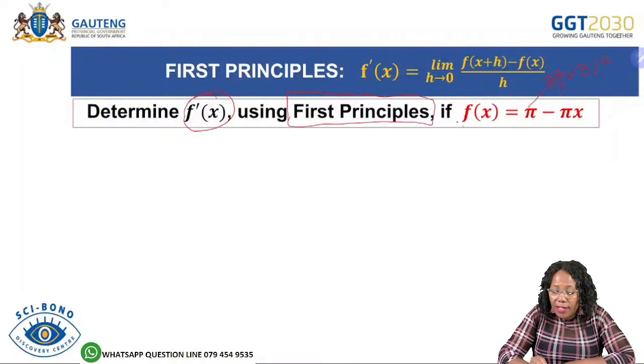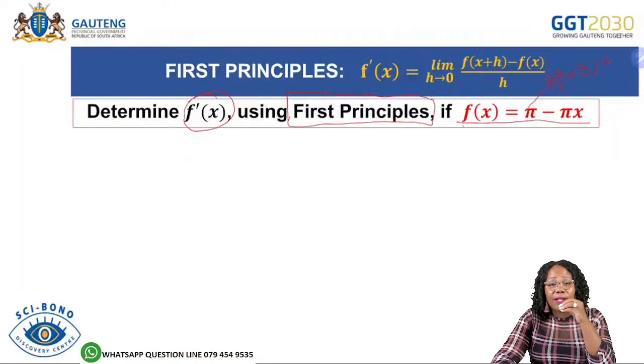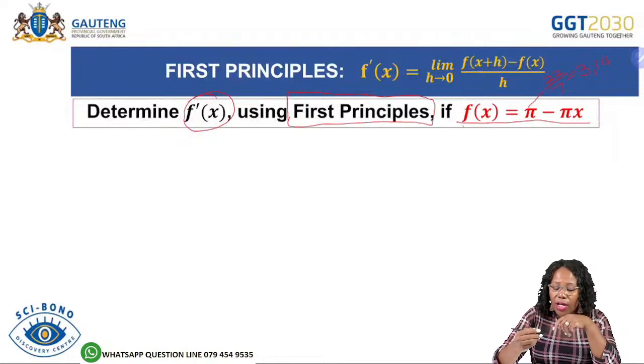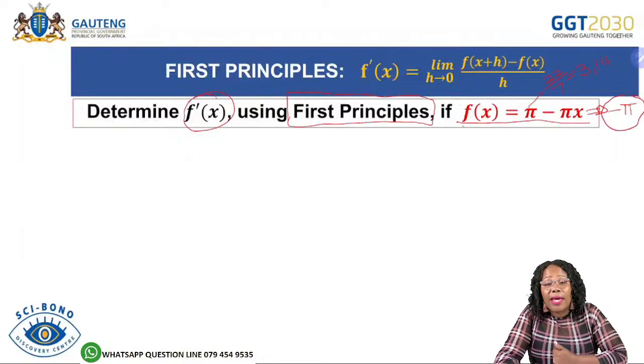If our f at x equation is equal to pi minus pi x, the method doesn't change, grade 12. Number 1, identify the answer that you are predicting. What is the possible answer for this particular equation? Remember, we said the coefficient of x is your answer. In this case, what is the coefficient of x? We can see that our coefficient is minus pi. So we are expecting our answer to be minus pi after substituting in first principle and simplifying.